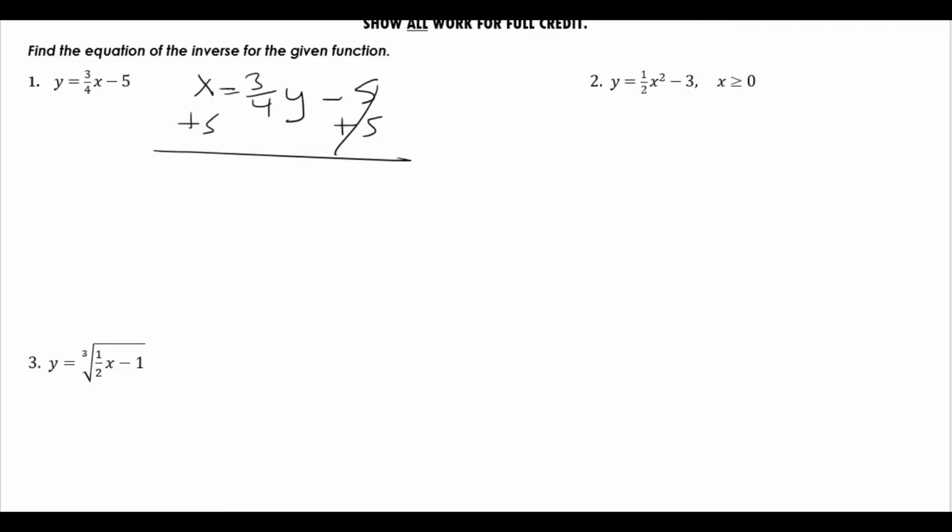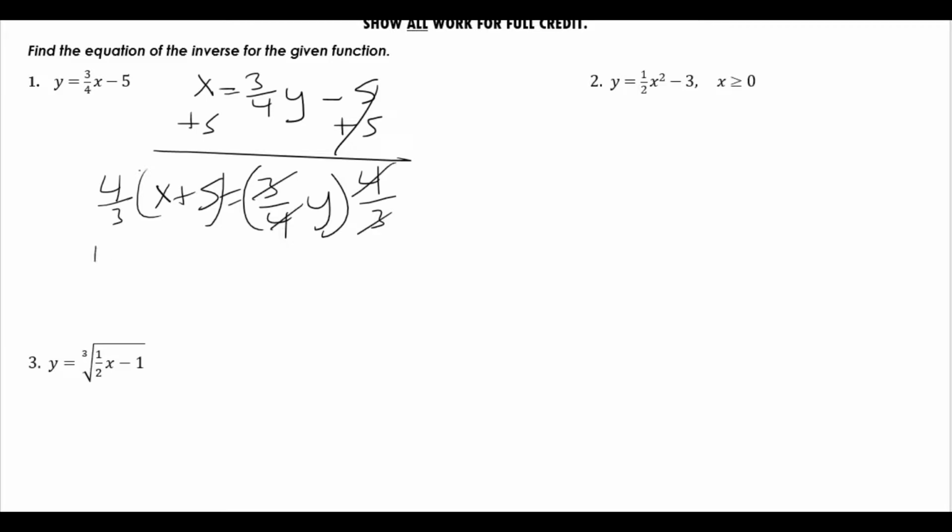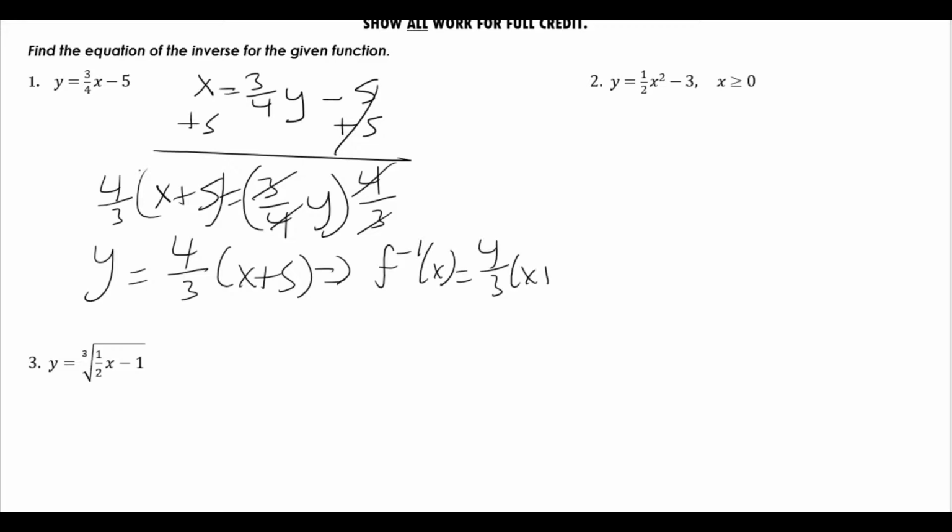All right, so next you want to bring this down. Now, in order to get rid of the 3/4, you need to multiply by the reciprocal on both sides. So you need to multiply by the reciprocal, 4/3. All right, so now the 3's cancel and the 4's cancel. So now you've got y equals 4/3 x plus 5. And then you can rewrite this as f inverse equals 4/3 x plus 5. All right, so that is your final answer.